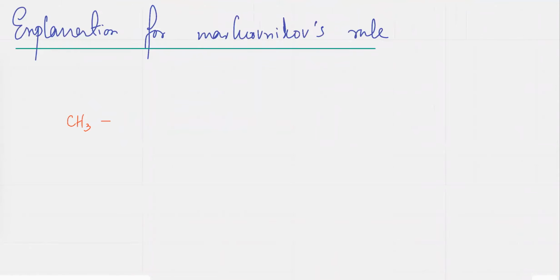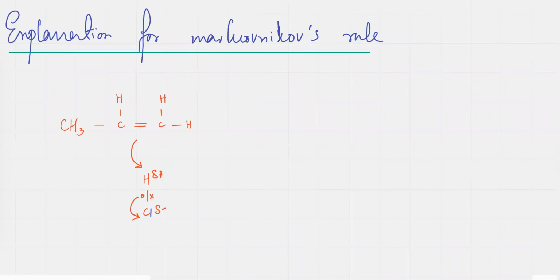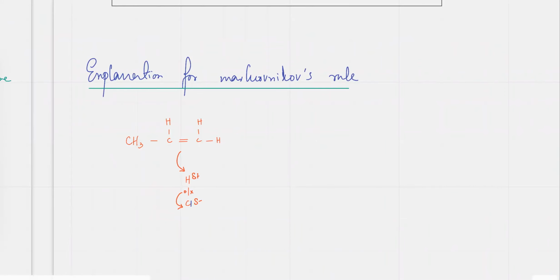So I've got a CH3 double bonded to, and I'm reacting it with HCl. Now, HCl is a molecule that's already polarized. So it's got a positive H atom, it's got a negative Cl atom. The electrons are going to be attracted to the positive atom, and the electrons over here are going to get repelled. So it's already a polarized molecule.